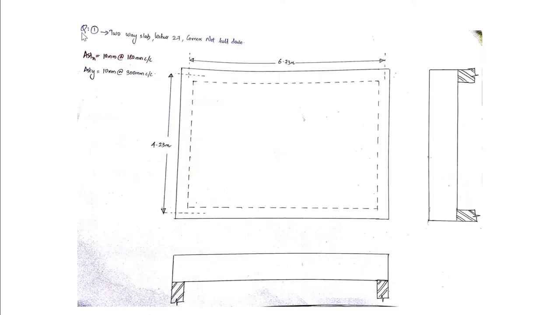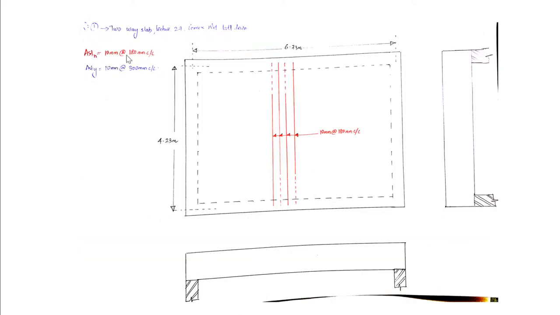Now the second question, that is your two-way slab, lecture number 27. The condition was the corners were not held down. That is, we don't need to design it for torsional reinforcement. You got the ASTX as 10 mm at 180 mm center to center, and ASTY as 10 mm at 300 mm center to center. So after drawing the support condition, you'll get the LX direction and LY direction and the corresponding sections like this. So first I am going to place the ASTX 10 mm at 180 mm center to center.